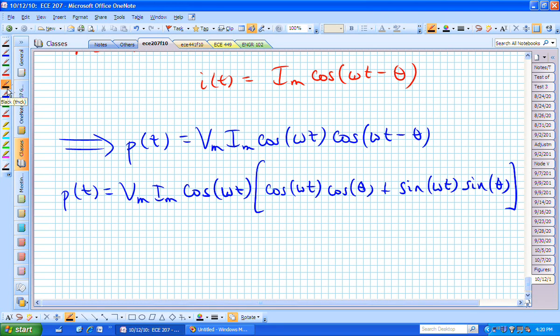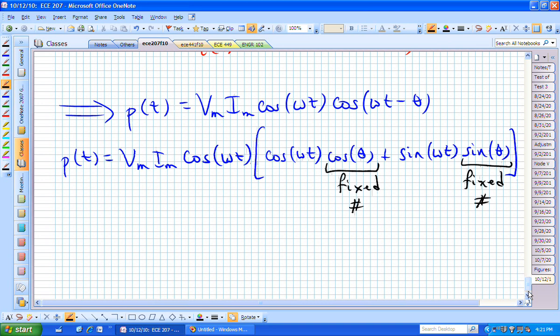This was for a particular circuit. We have a voltage and current. What do I know? Theta is fixed. What do I know about these pieces? That's also constant, isn't it? If theta is fixed, the cosine of that fixed angle and the sine of that fixed angle will just give us a number. That's not varying with time. And we can rewrite this. We now have this equal to V sub m I sub m cosine of theta. That's just a fixed number.